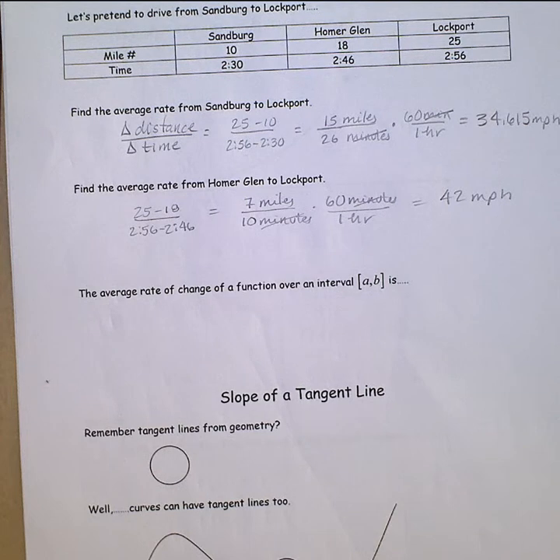So absolutely, it makes sense that we should be going faster the second half because there's less traffic, less stoplights. What does that tell you about your average rate from Sandburg to Homerland? It's got to be less than that overall average. Doesn't that make sense? Okay.